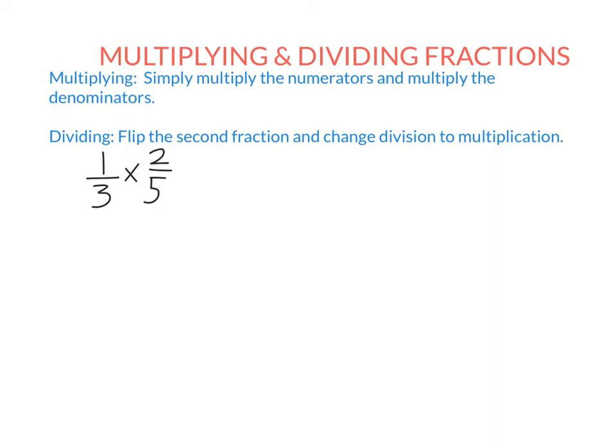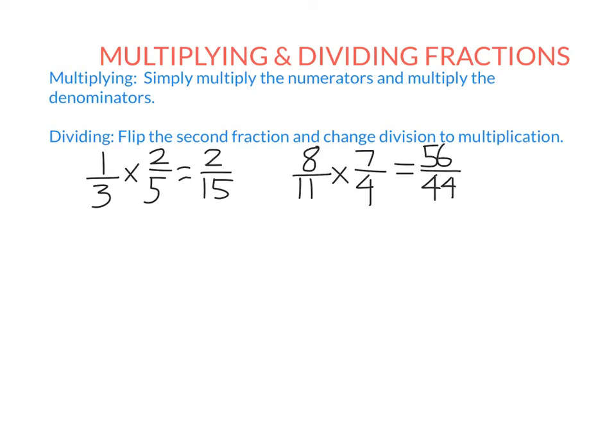So here we have a multiplication. We simply multiply the tops together and multiply the bottoms. How easy is that? So let's say we had something like this, 8 over 11 times 7 over 4. So we can just do the tops. 8 times 7 is 56. And then we can multiply the bottoms. 11 times 4 is 44.